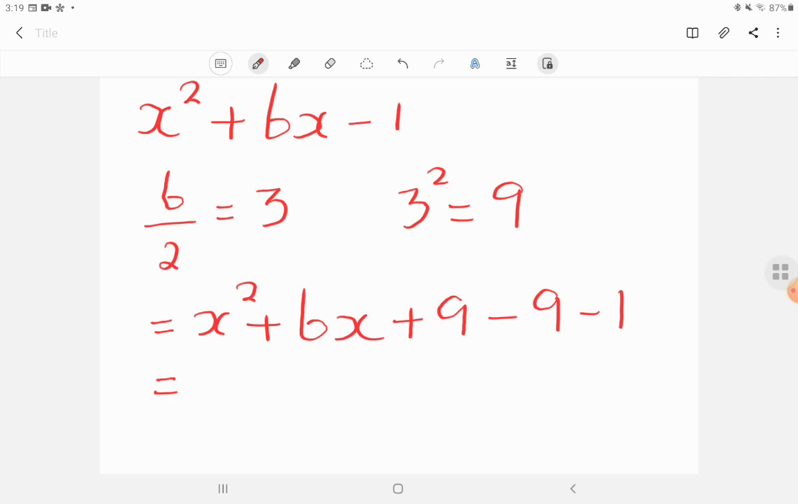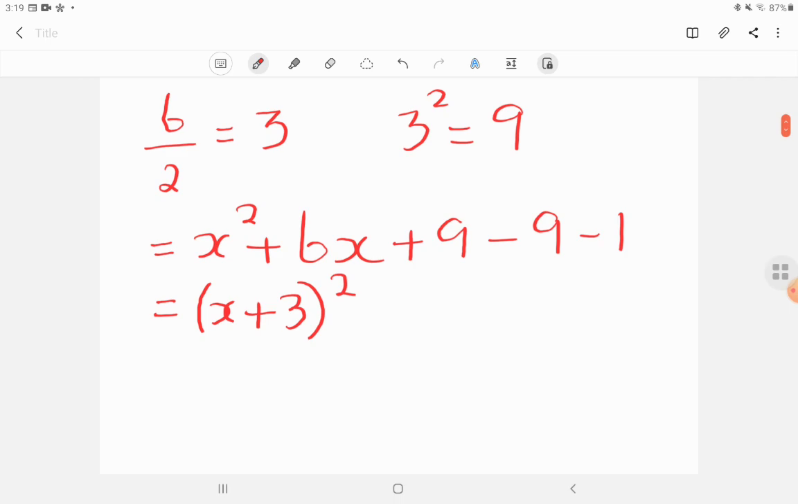So we can see x, and the square root of 9 is 3, so we can write this as x plus 3 the whole square. When we expand this, what is a plus b the whole square? It is a square plus 2ab plus b square. So x plus 3 the whole square is x square plus 2 times 3 times x, which is 6x, plus 3 square, which is 9. So we have converted this expression into the form of x plus 3 the whole square. Then minus 9 minus 1 gives you minus 10.